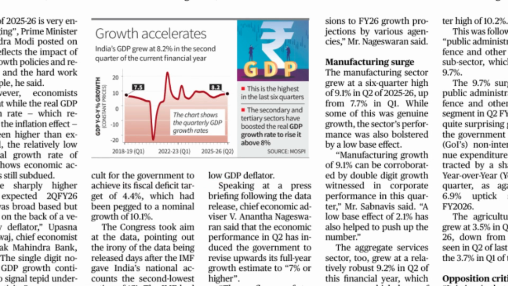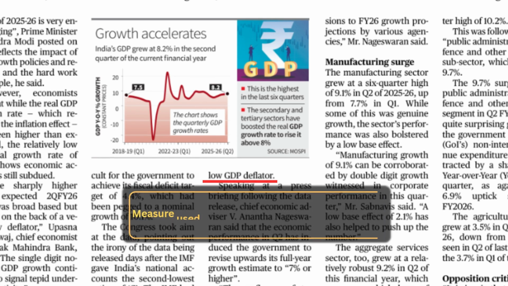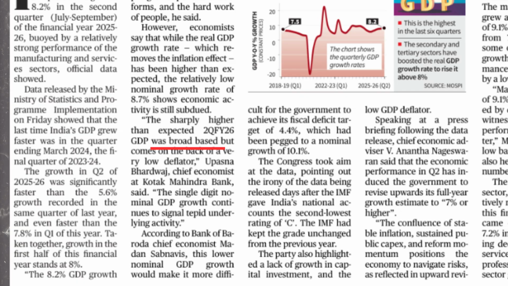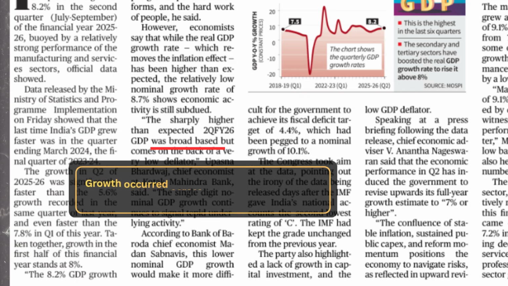The article also talks about a low GDP deflator. A GDP deflator is a measure used to adjust nominal GDP into real GDP. A low deflator means inflation is being measured as very low, which can make real GDP look stronger than it actually is. You may also notice the phrase broad-based growth. This means growth occurred across several sectors, not just one or two isolated areas.